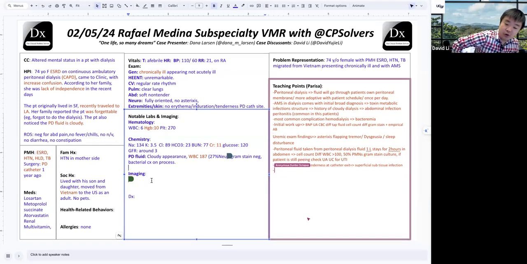Oh, no, that's a really good point. A negative gram stain, the gram stain in and of itself isn't necessarily sensitive. It'll be important to follow up on the culture. If the gram stain is negative and the culture is negative, that is a fairly frequent thing that we see. A good chunk of the time in PD patients with peritonitis, you don't always have a positive culture that gives you the exact culprit. When that happens, we call it culture negative peritonitis.